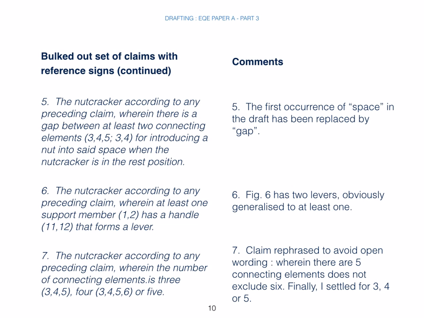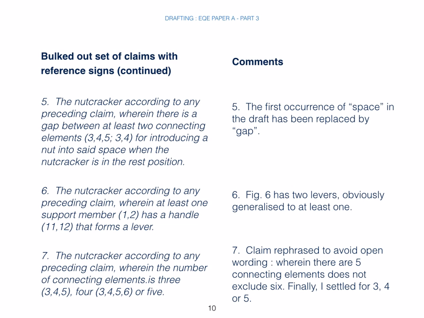Then we go to claim 6. The Nutcracker according to any preceding claim, wherein at least one support member 1, 2 has a handle that forms a lever. Now, the client's figure 6 has two levers, one on each support member. Obviously, that has to be generalized to at least one handle, and we've put in the function of the handle, that it forms a lever, and that is based on the client's wording. We jump now to claim 7.